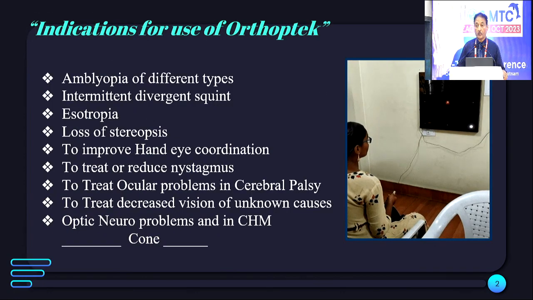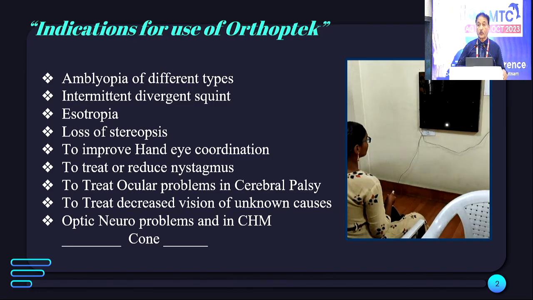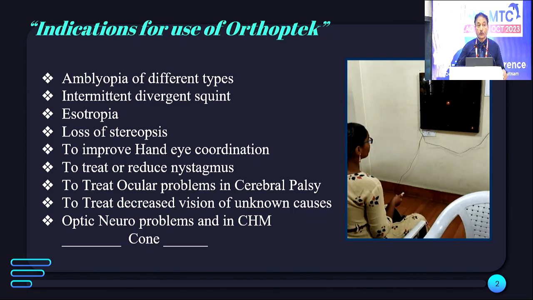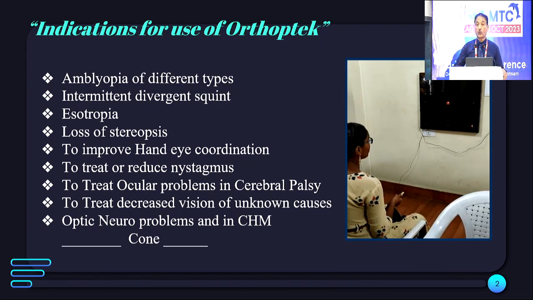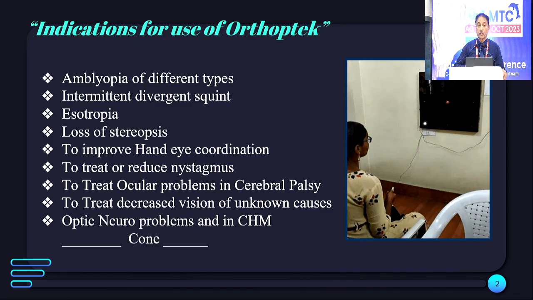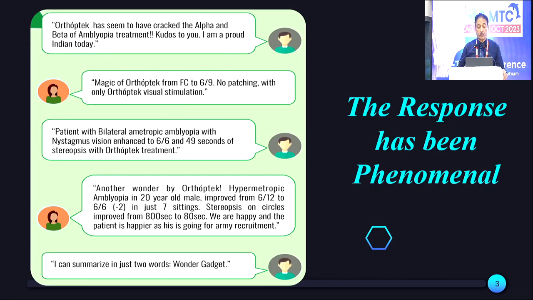Now, the machine Orthoptec is used for treatment of a number of conditions like amblyopia and related conditions, fourth nerve palsy, sixth nerve palsy, and in treatment of nystagmus, and improving hand-eye coordination, also improvement in stereopsis, particularly where, for reasons we do not know, the stereopsis is reduced. You can use this, and it's used in treatment of ocular problems in cerebral palsy, and also to an extent in optic nerve problems.